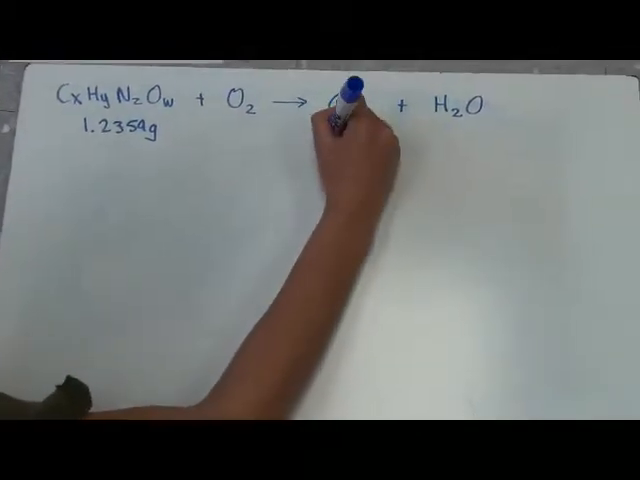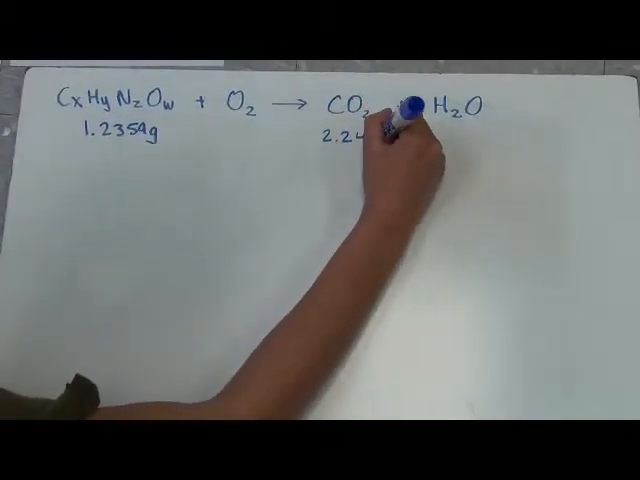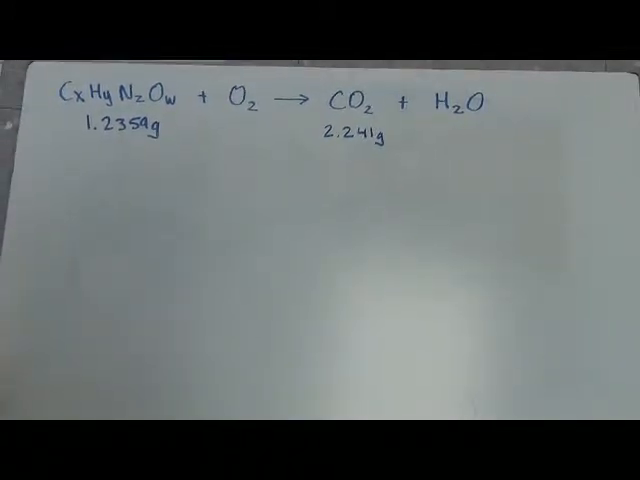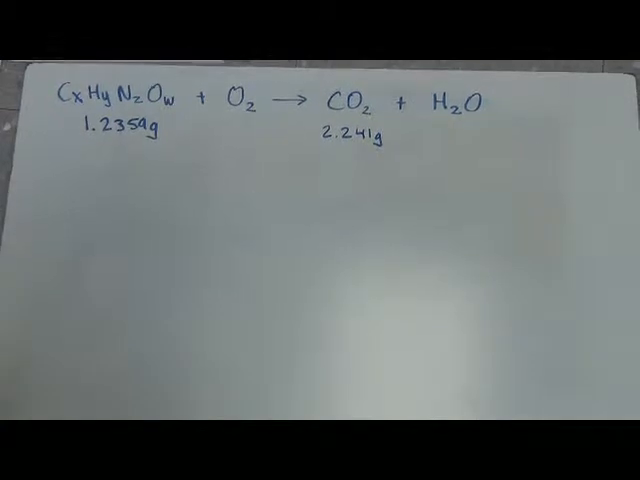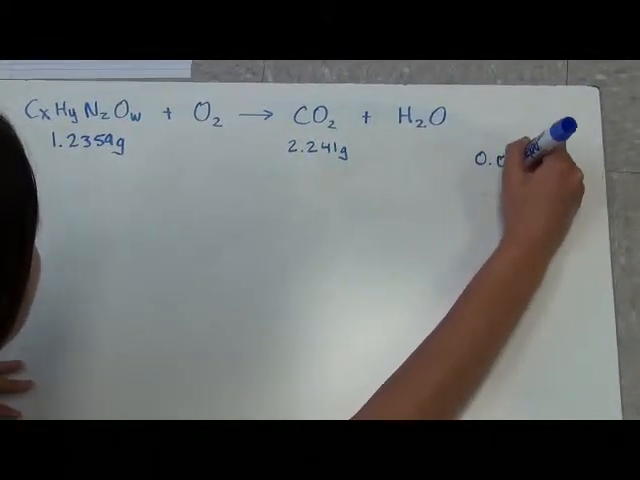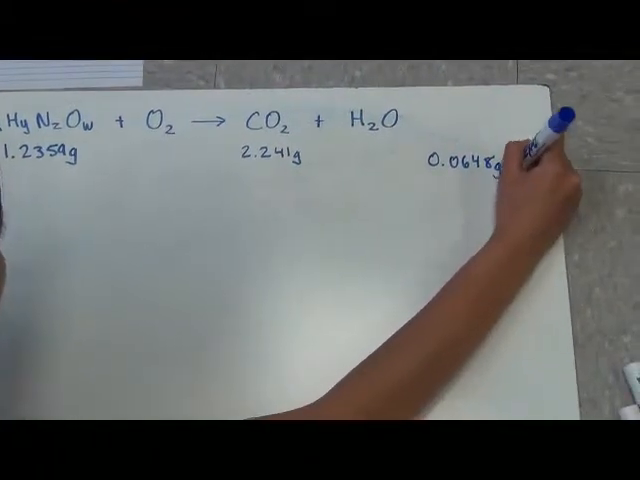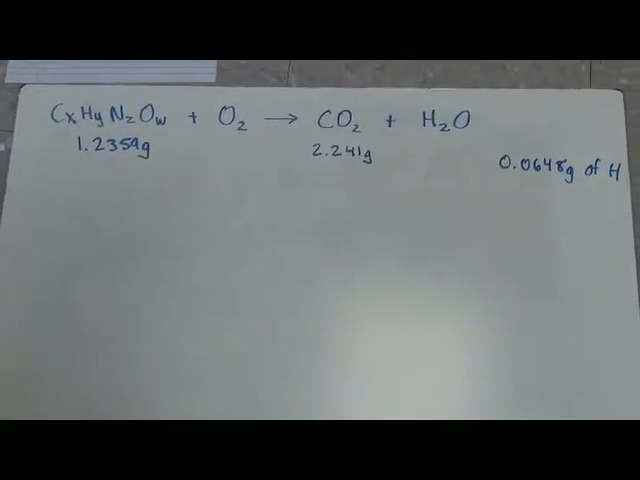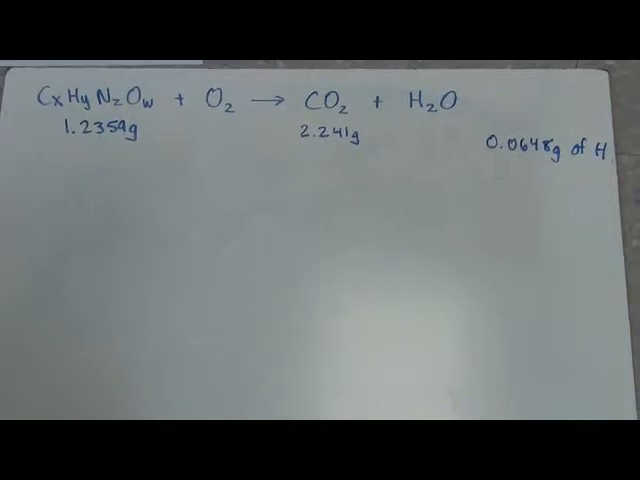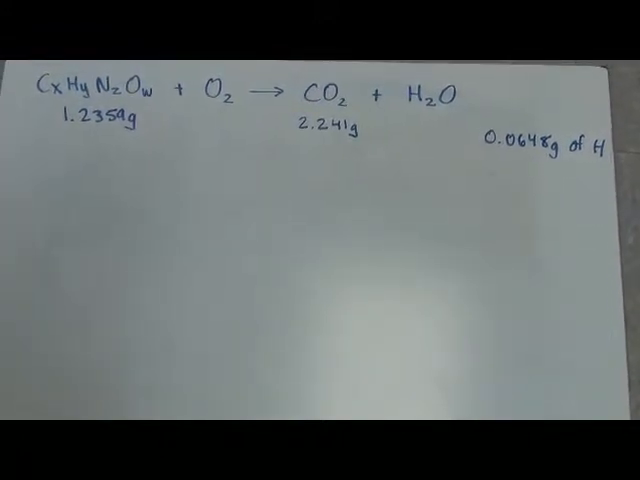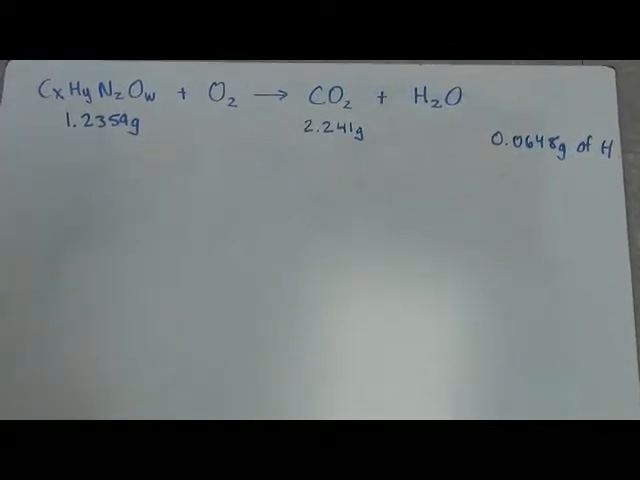So you have 2.241 grams. The combustion analysis also shows that the sample contains 0.0648 grams of hydrogen. So then you have 0.0648 grams of H. So in part 1 of A, you need to determine the mass in grams of carbon in the 1.2359 gram sample of the compound.